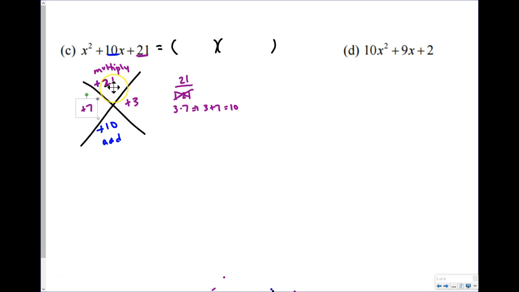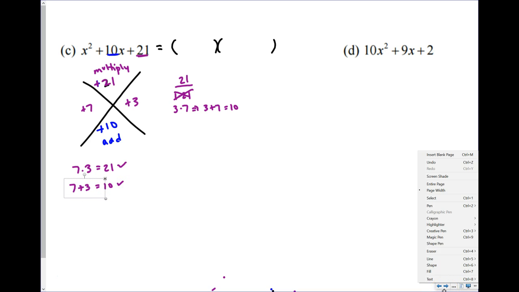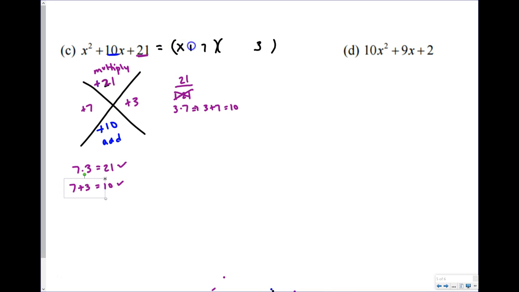Is 7 times 3 21? Yep, so my puzzle works. I can check it here. 7 times 3 is 21, check. 7 plus 3 is 10, check. So my two numbers, 7 and 3, work. They multiply to 21, they add up to 10, so I know that my factored form is going to have a 7 here and a 3 here, and an x and an x.